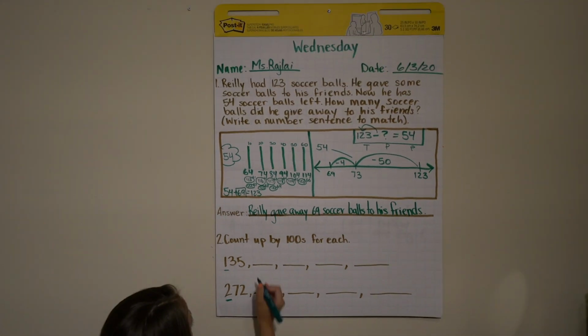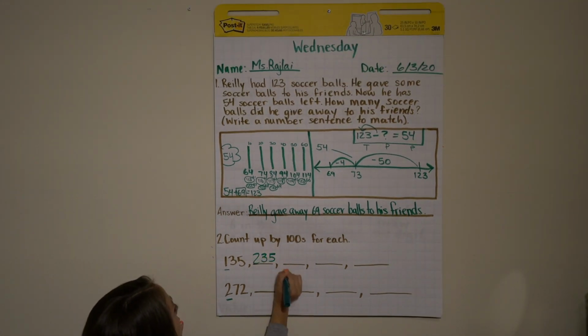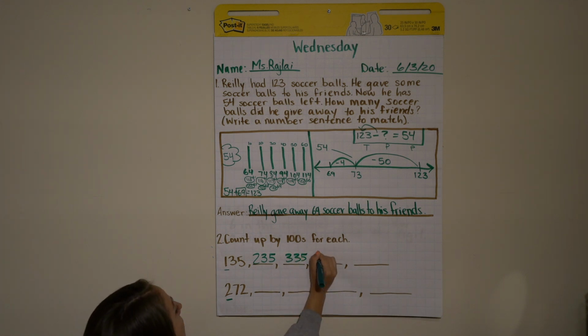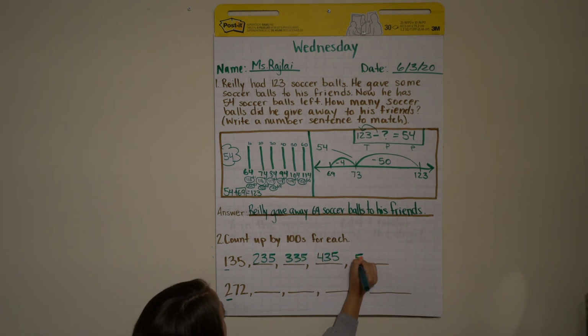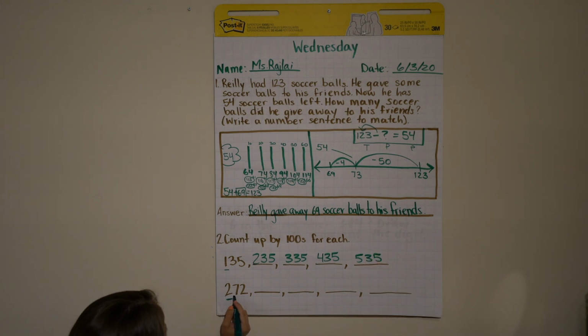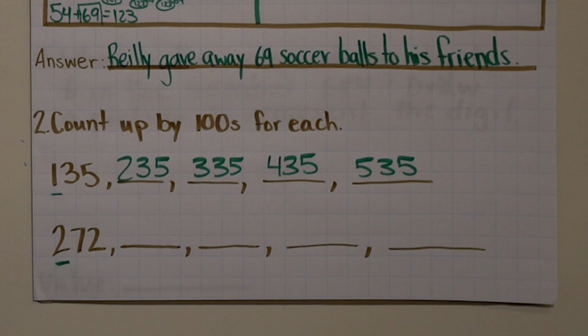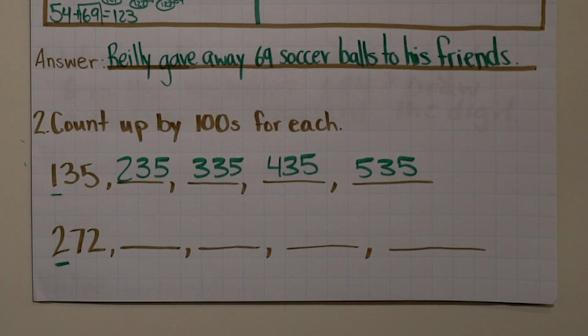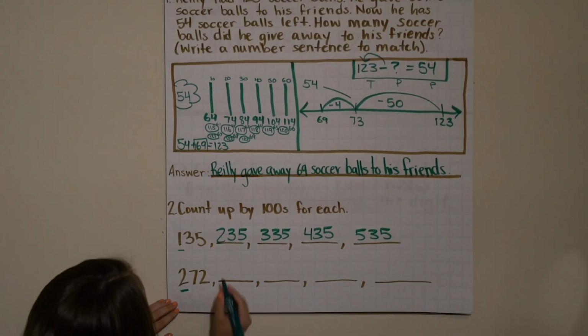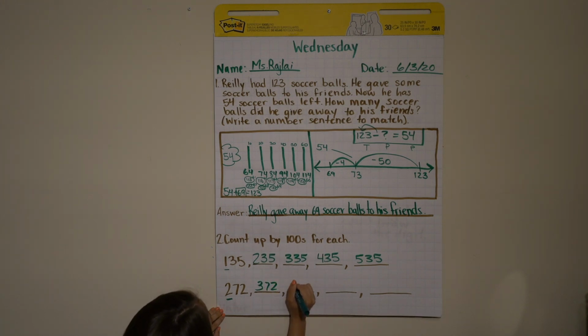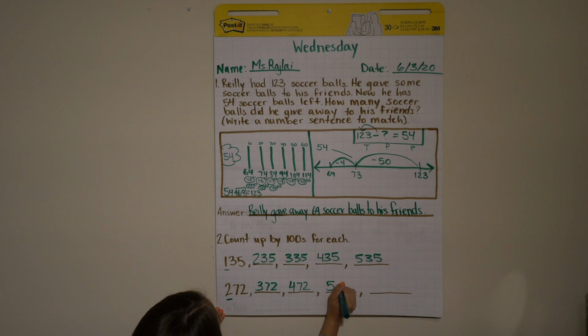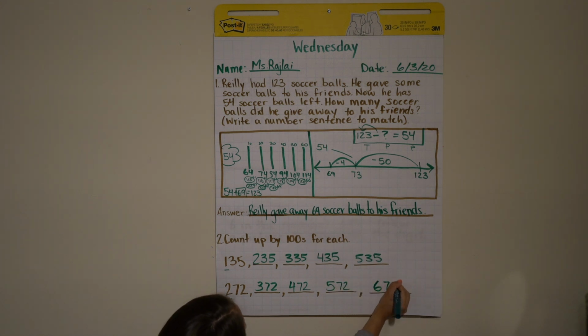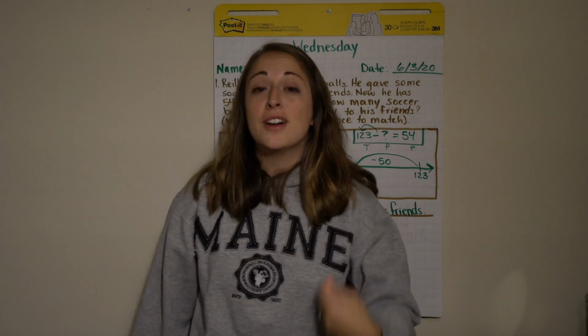All right, so 135, 235, 335, 435, 535. Now let's do this one next. 272, 372, 472, 572, 672. Okay, now it is time for our dance break.